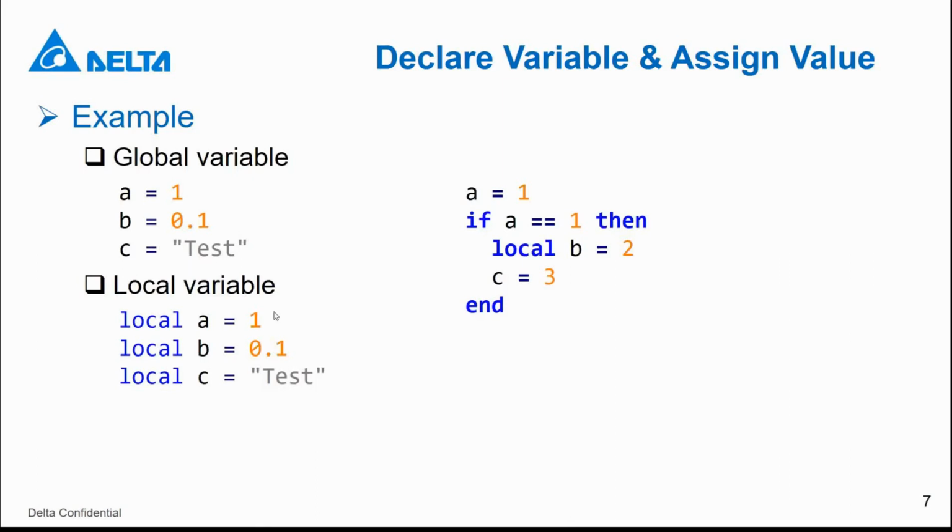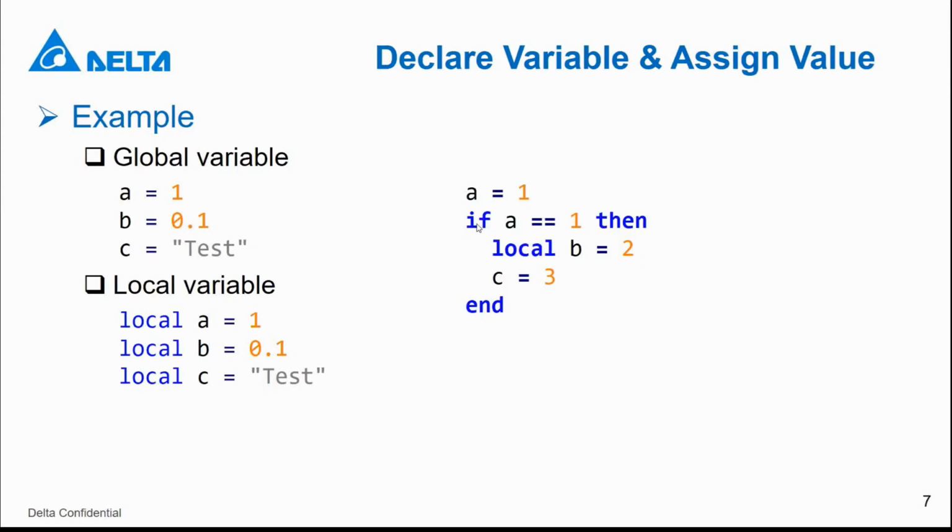And then there's a local variable. What's the difference between global and local variables? For a local variable, you need to define it with the local keyword in the beginning. Then this variable will become a local variable. Let's see the example on the right side. In the beginning, a equals 1, so it will be a global variable, accessible from the whole program. And then let's go to here.